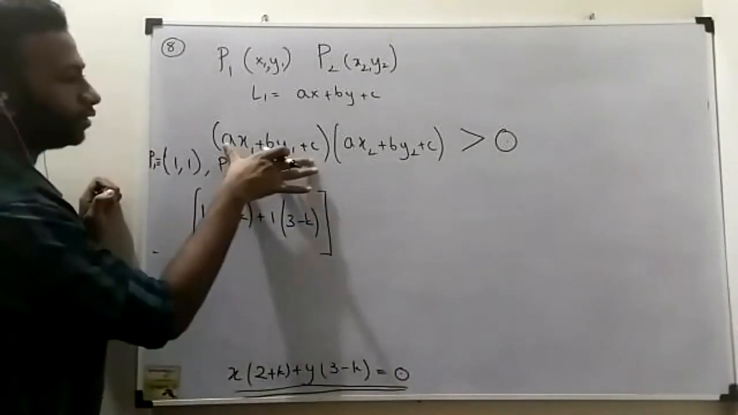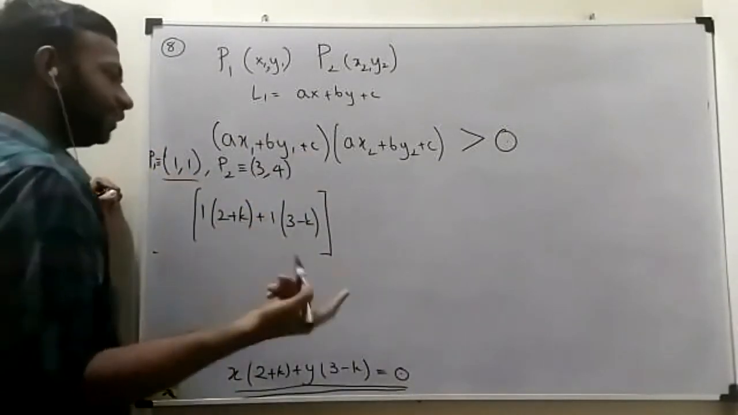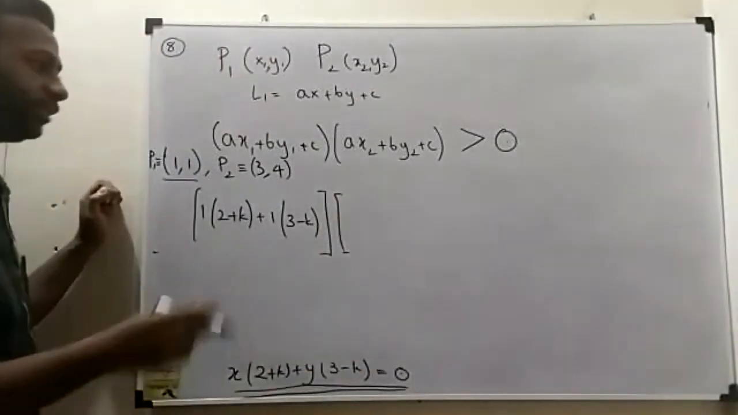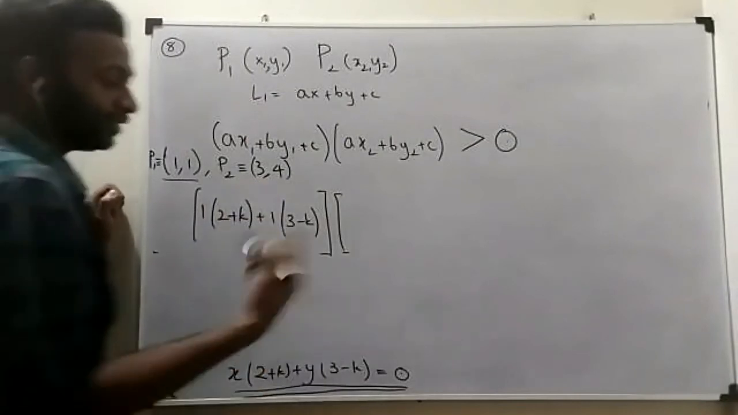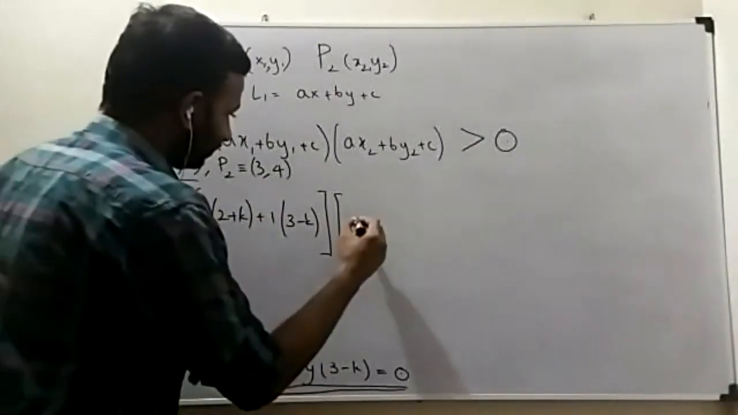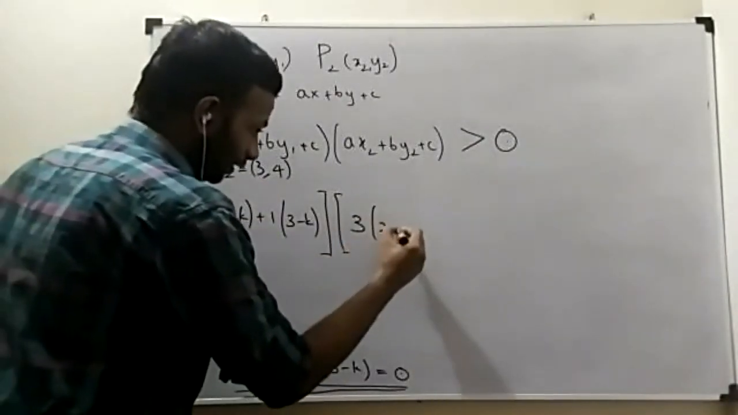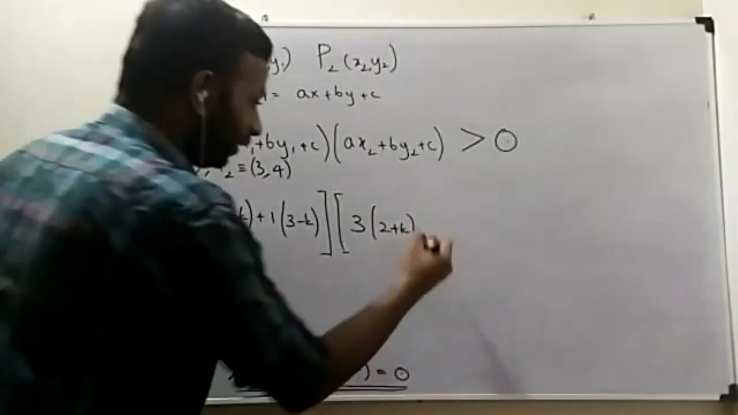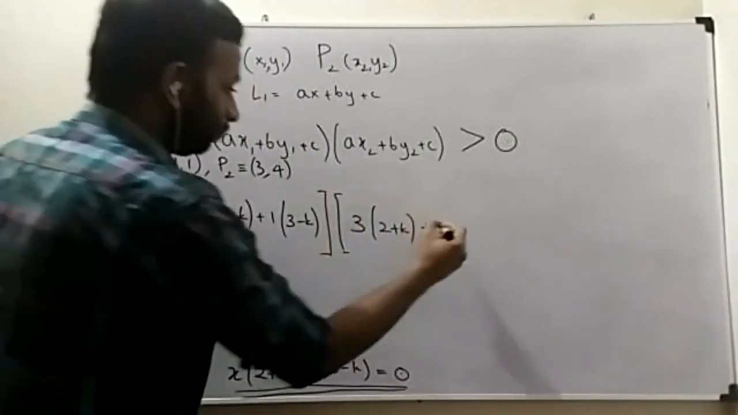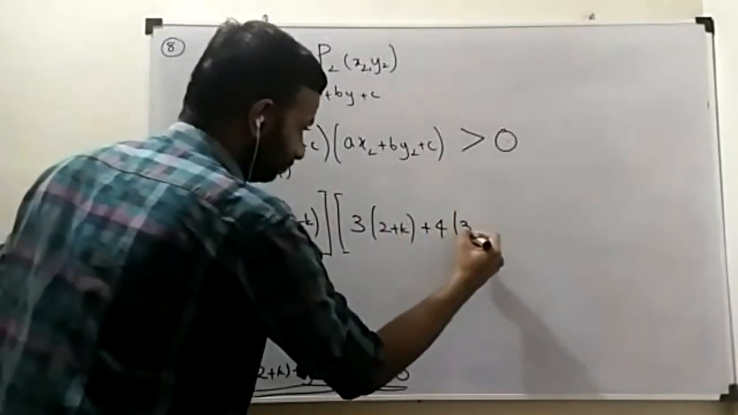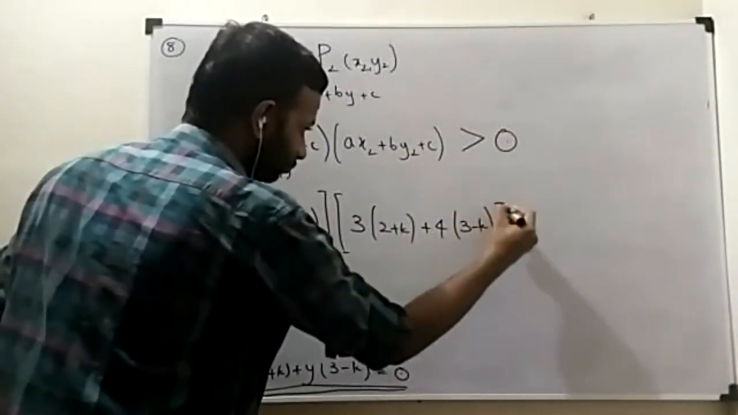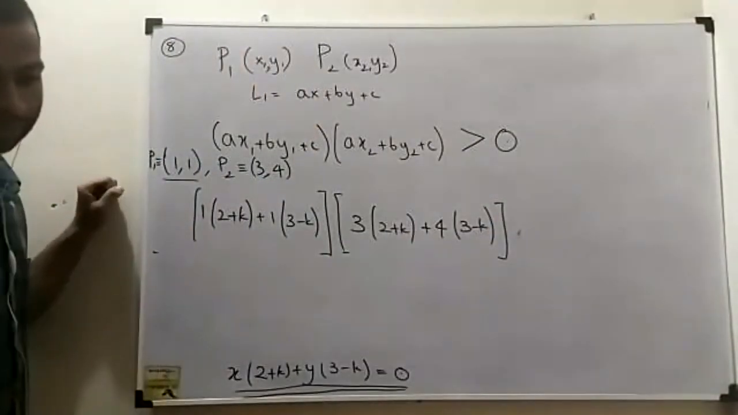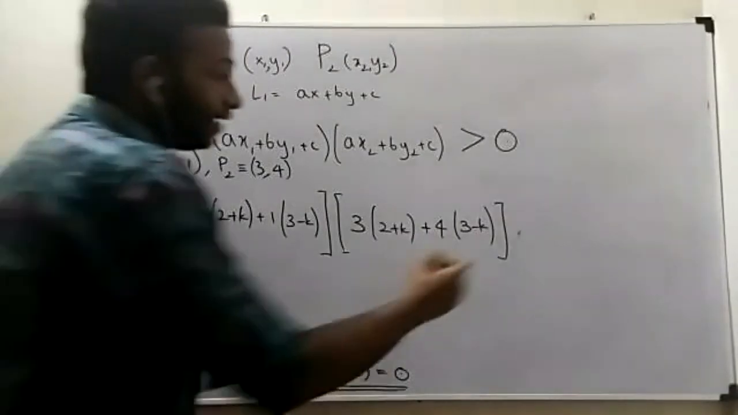First part, I substituted this value. Now in the next, I need to multiply this by the same equation. Now I need to substitute x2, y2. That is 3 and 4. Same equation. So that is 3 into 2 plus k, plus y times, what is y? 4 times 3 minus k. We have said they lie on the same side, which means this whole thing is greater than 0.